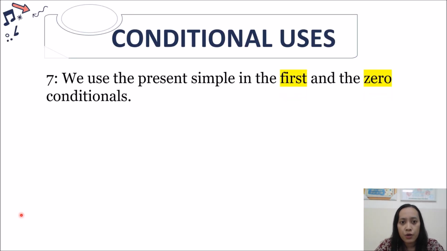Conditional uses. We use the present simple in the first and the zero conditional. Here, the example is, if it rains, we won't come. This sentence belongs to the first if conditional. Why? Because we have a 90 to 100% chance for the action to happen. If plus verb 1, will plus verb 1.